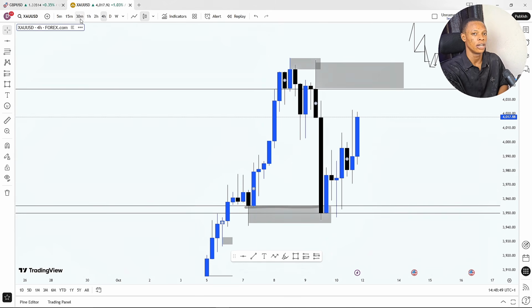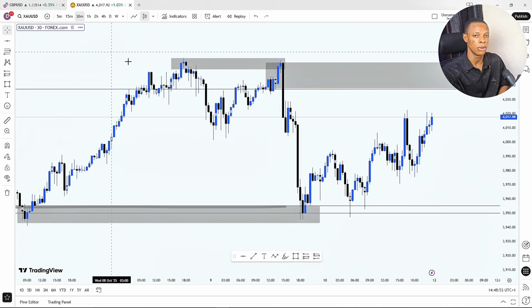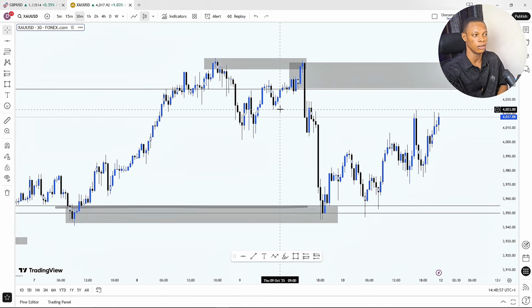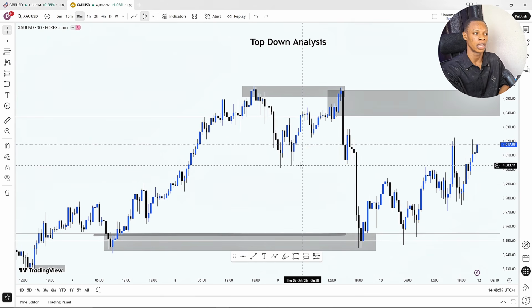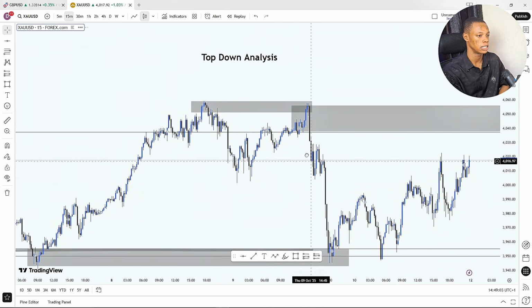Then I can go to my entry time frame. 30 minutes, that's what I love to use most times. I can go to the 15 minutes time frame as well. I can go to the 1-hour time frame as well. Any of them, they are all the time frames I use for my entry. So since I have that time frame, I can start looking out for trades.